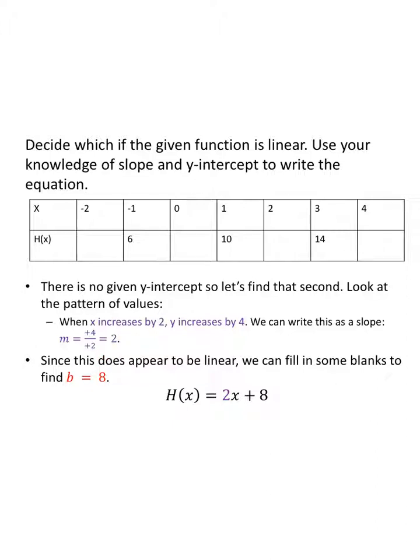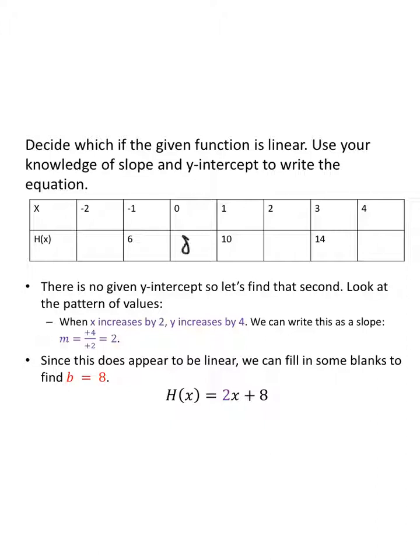So it looks like there is a nice, consistent, constant pattern of adding 4 to your y values for every 2 change in x. It does appear to be linear. So if everything changes by 2, for the next step, 6 plus 2 is 8, plus 2 is 10, plus 2 is 12, I could fill in these values.